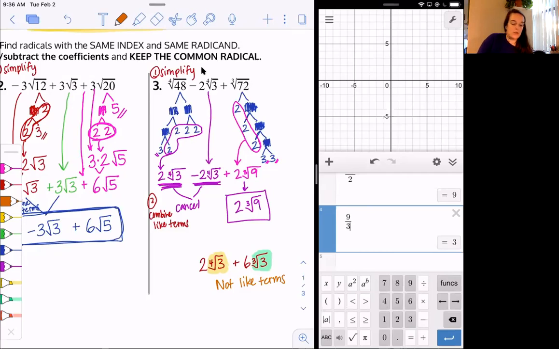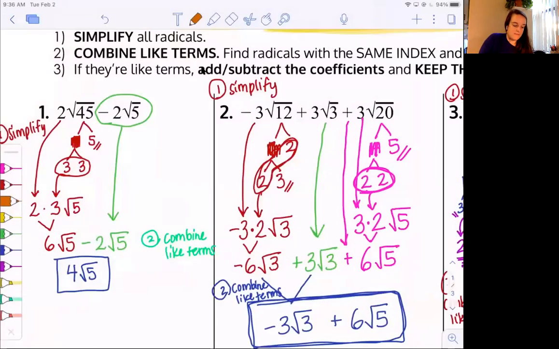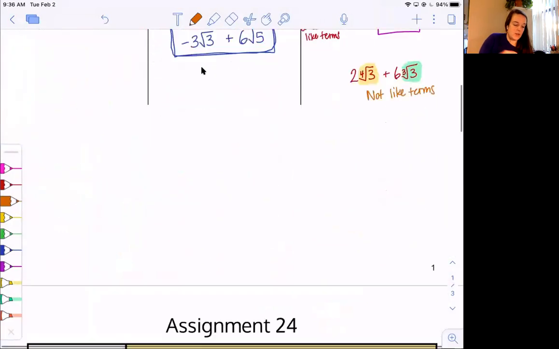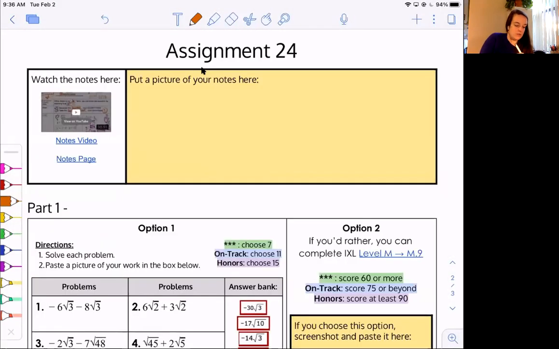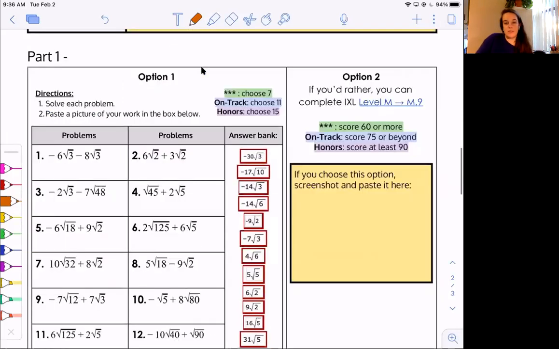I want to show you what your assignment is going to look like today. Your assignment will look like this. We are already done with the notes portion. You've already got a quarter of the points, which is awesome. You do have 2 options. I know some of us love that iExcel option. I know some of us love working on paper. You can decide which one you want to do.